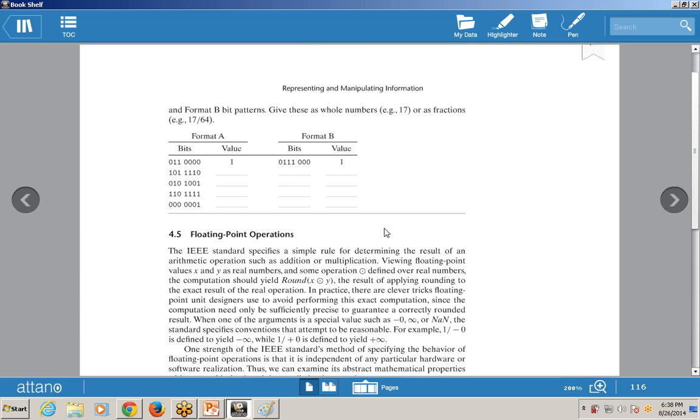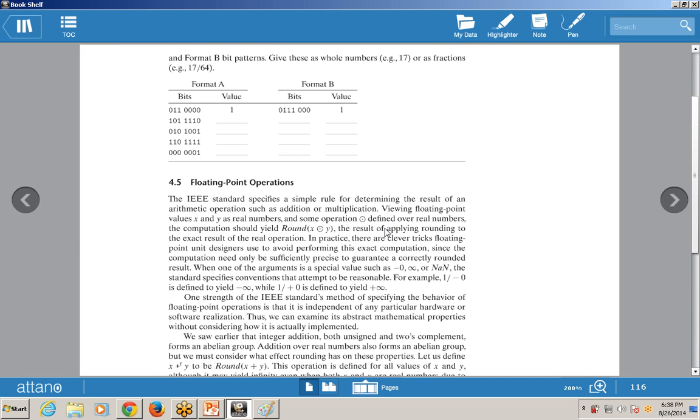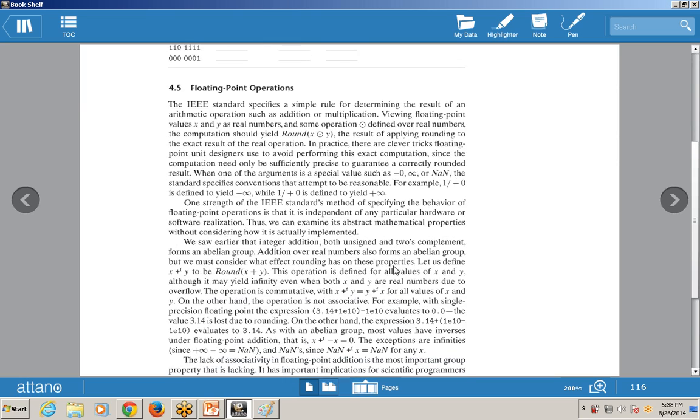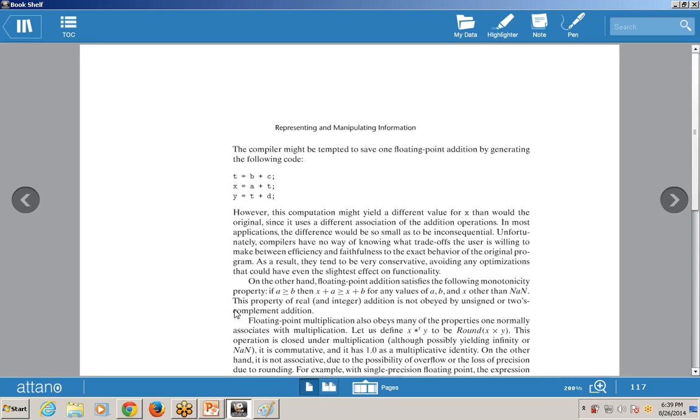Next is floating point operations. As I told you, there are multiple types of operations, that is addition and multiplication. Addition is done by adding the mantissa part, multiplication by multiplying the mantissa part and adding the exponent part. This is how we can add the numbers: x equals a plus b plus c, y equals b plus c plus d.